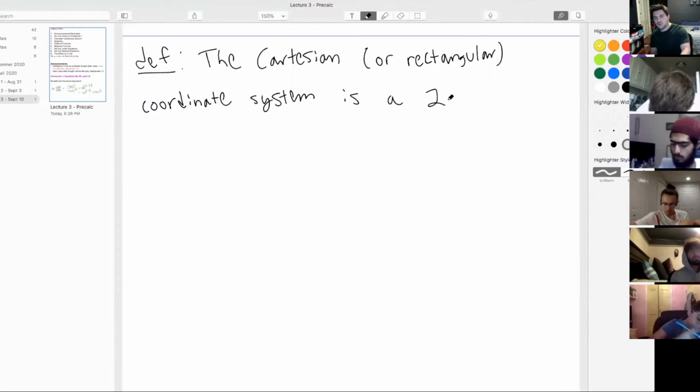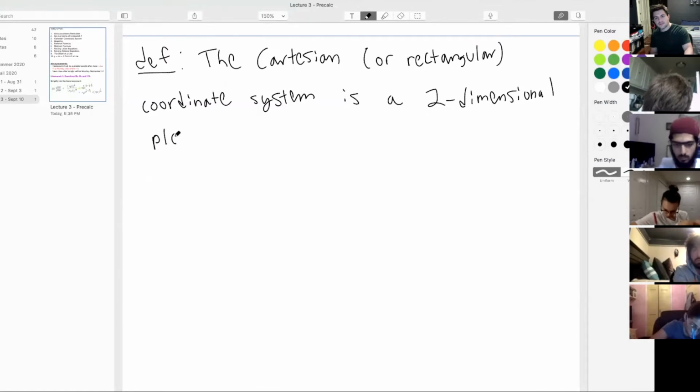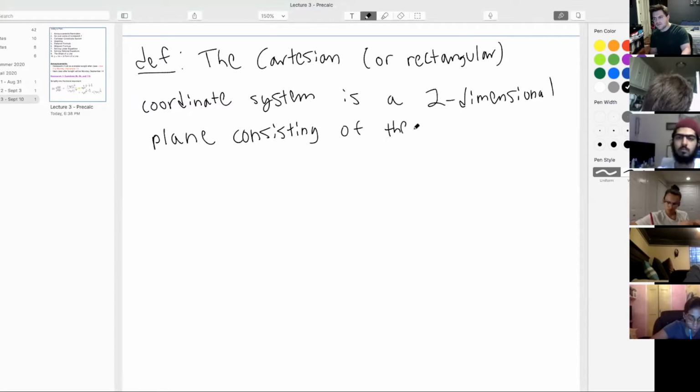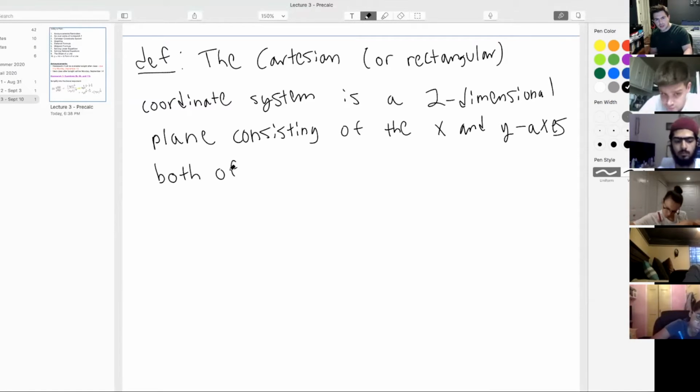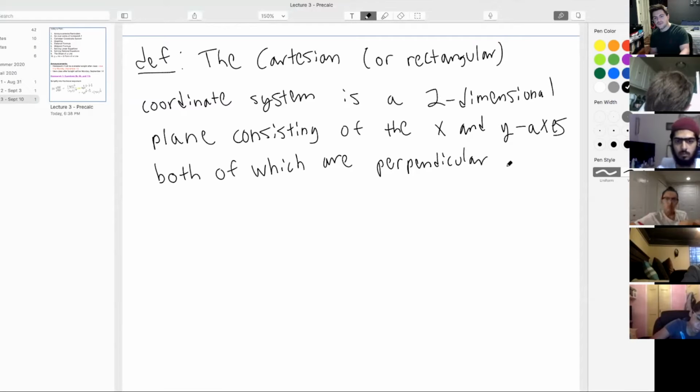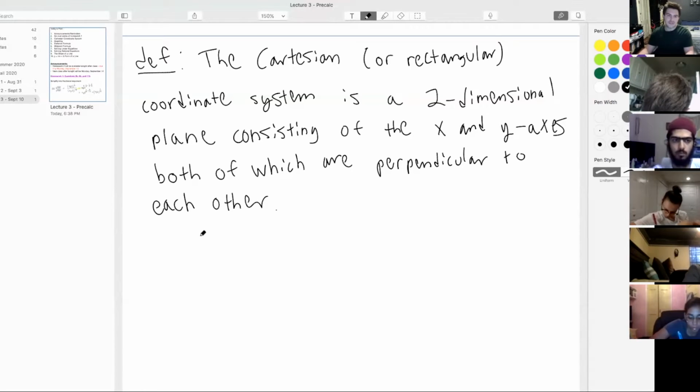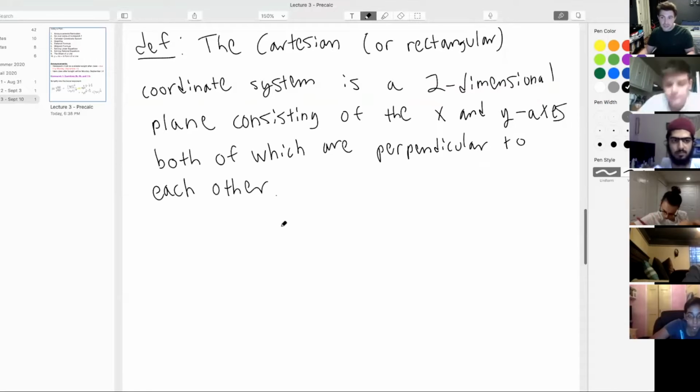is a two-dimensional plane, consisting of the x and y axes, both of which are perpendicular to each other, okay? So here's the picture that goes along with this.